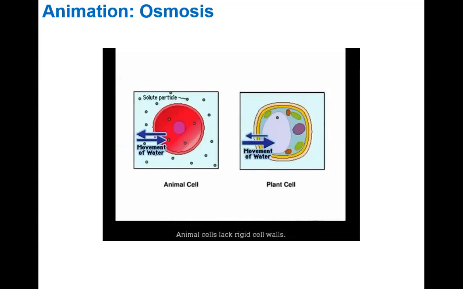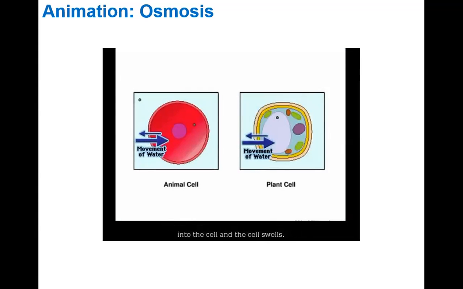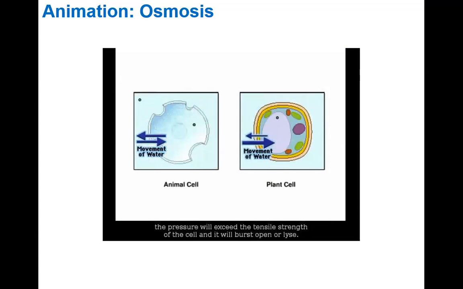Animal cells lack rigid cell walls. When they are exposed to hypotonic environments, water rushes into the cell, and the cell swells. Eventually, if water is not removed from the cell, the pressure will exceed the tensile strength of the cell, and it will burst open, or lyse. Many single-celled protists living in freshwater environments have contractile vacuoles that pump water back out of the cell in order to maintain osmotic equilibrium and avoid lysis.